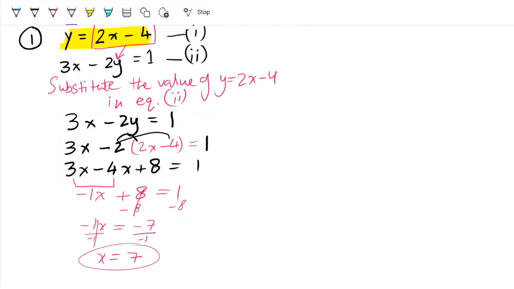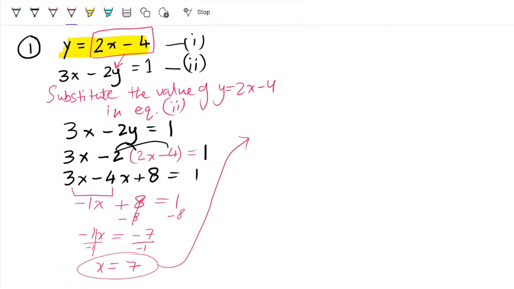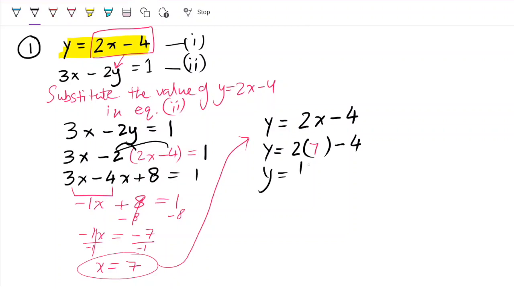Now what we need to do, we substitute the value of x in any of the above equations. I will prefer the first one, which says that y is equal to 2x minus 4, and we will substitute x as 7. So y is equal to 2 times 7 minus 4. So y is equal to 2 times 7 is 14 minus 4. Y is equal to 10. We got x and y. That brings us to our answer that the solution is 7, which is x, and 10, which is y.